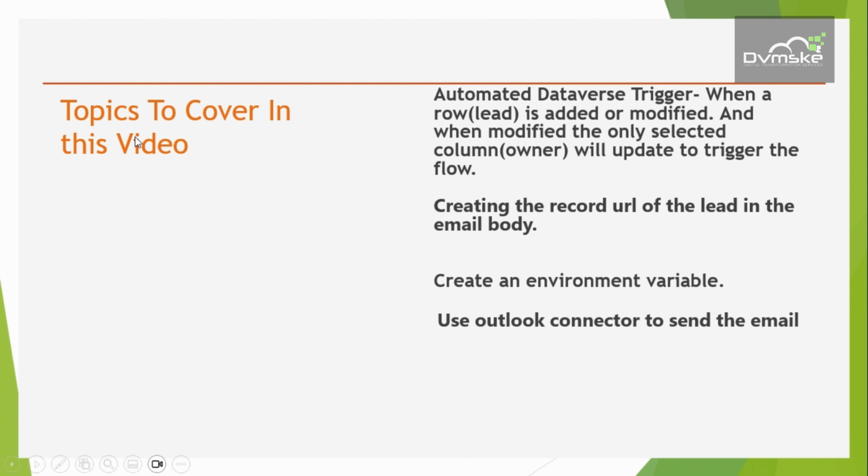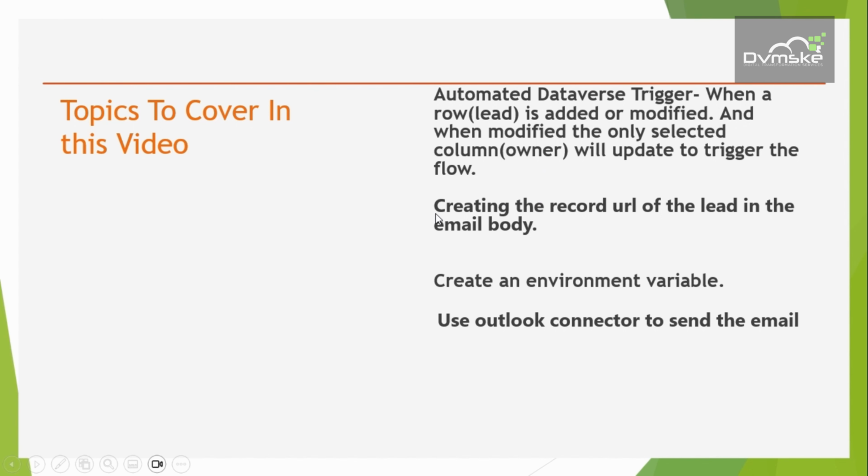So today, we are going to create a Power Automate flow, and these few topics we are going to cover in this video. First is the automated database trigger, that is, when a row is added or modified, and when modified, only the selected column will have to be updated to trigger this Power Automate flow. If any other columns get updated, then our Power Automate flow will not get triggered.